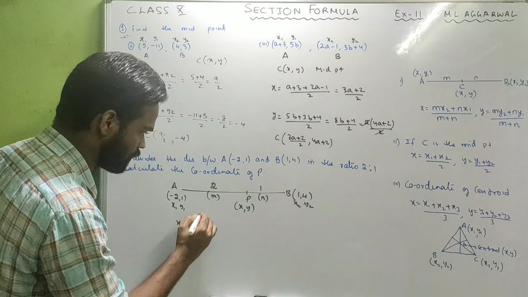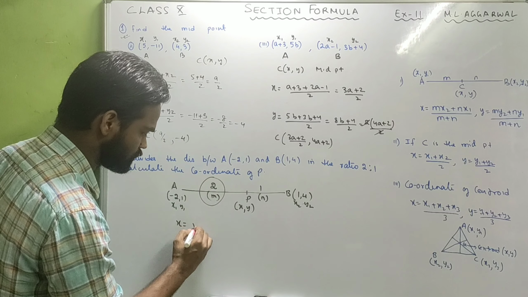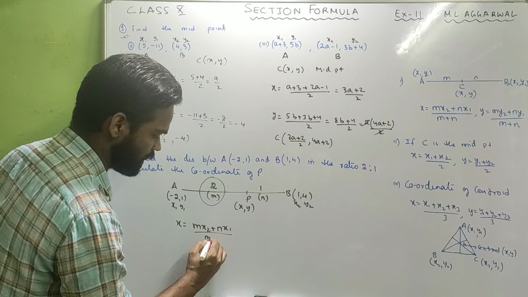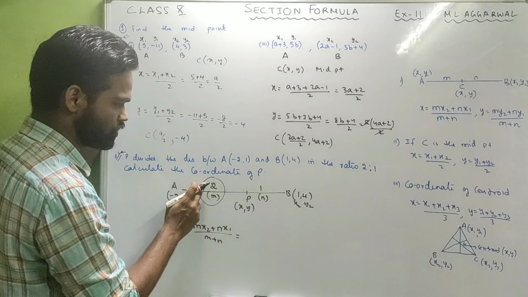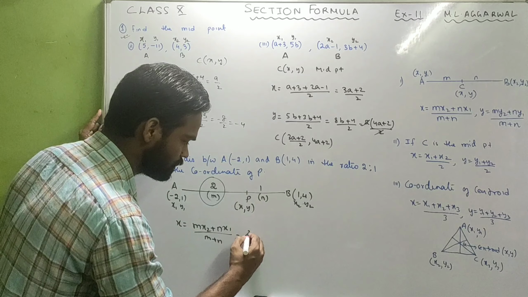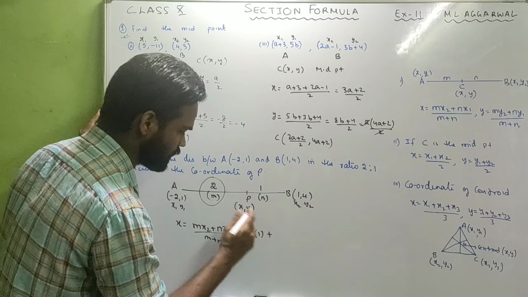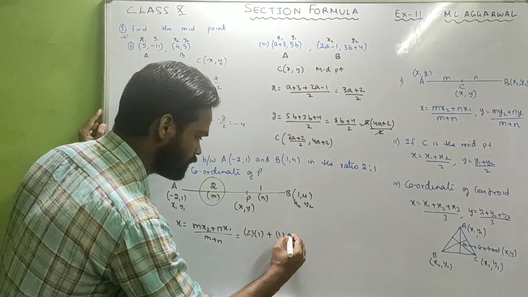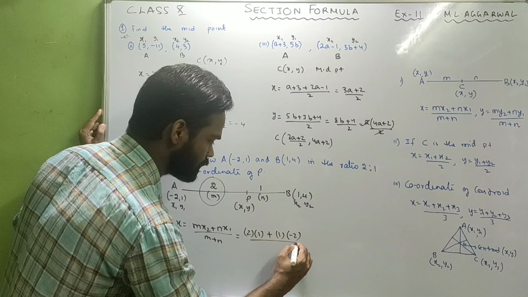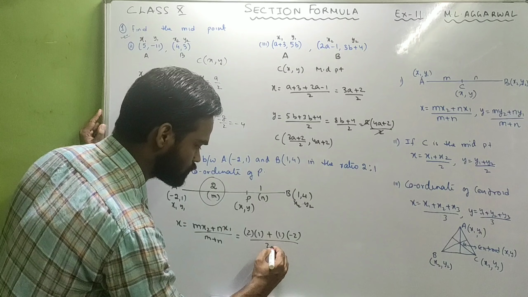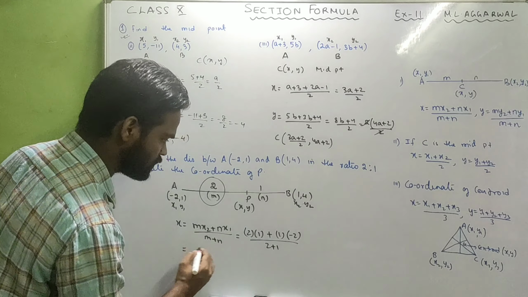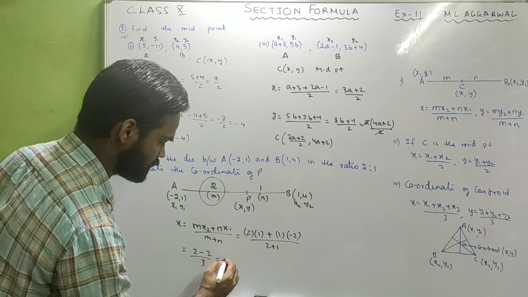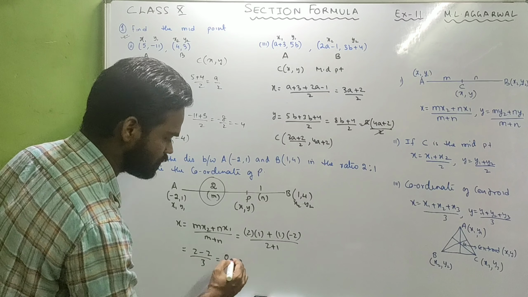So x will be what? mx2, I'll just write the formula. (mx2 + nx1) by (m + n), which is 2 multiplied by 1, mx2, plus n, which is 1, into x1, by m + n. That's 2 + 1. So that's how much? 2 ones are 2 minus 2 by 3. That's 0 by 3. That's 0.